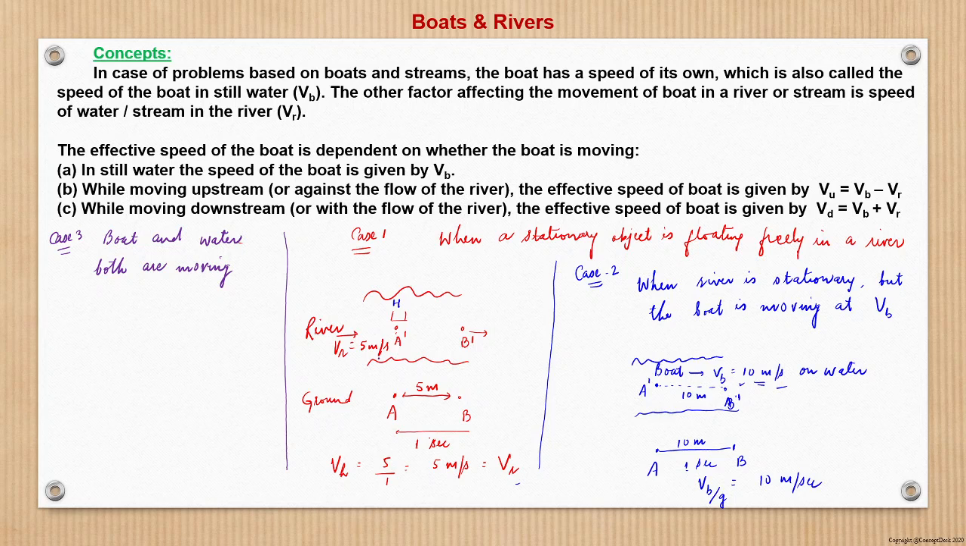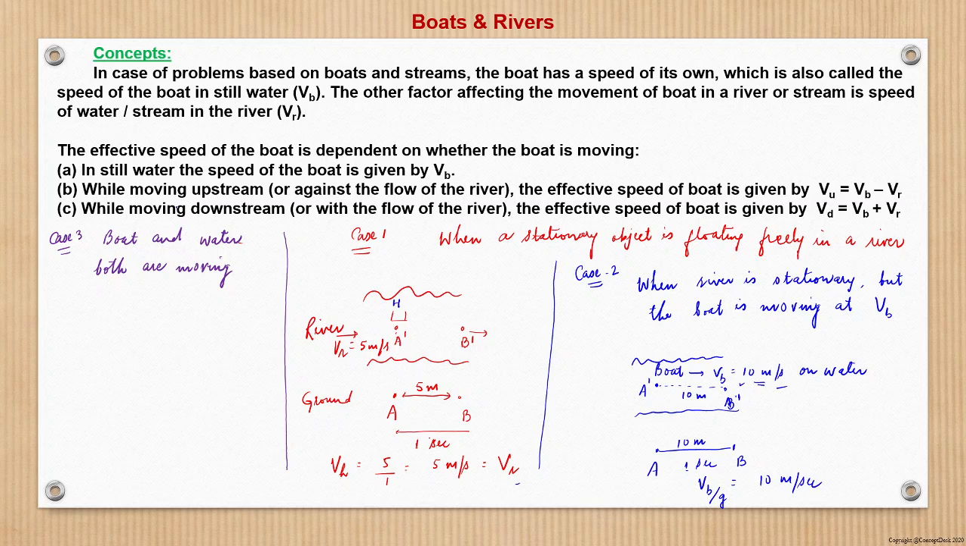So see, initially in case 1, the river was flowing, whereas the hat, the object in the river, was not moving, right? So we saw that the velocity of the object hat with respect to ground is nothing but the velocity of the river. Now in the second case we saw that the boat is moving, but the river is not flowing. So in that case, what will be the effective velocity of the boat with respect to ground?